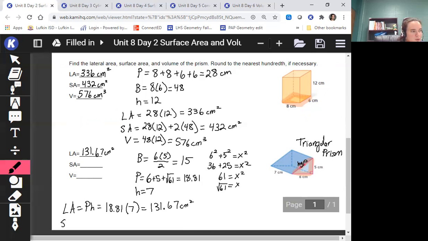And then we need our total surface area. Remember, our total surface area is perimeter times height plus 2 times the area of our base. So that's going to be 18.81 times 7 plus 2 times 15. And that gets us 161.67 centimeters squared.